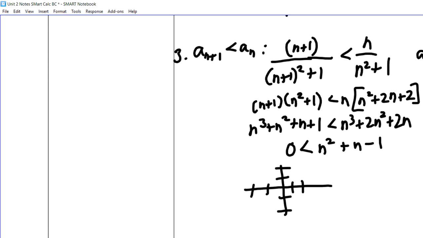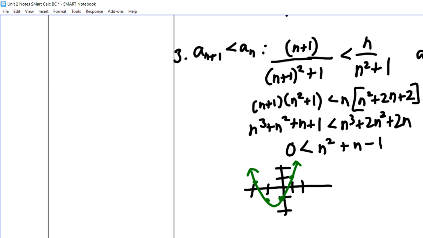So I'm just going to graph that n squared plus n minus 1. When I plug in 0, I get out negative 1. When I plug in 1, I get out 1. When I plug in negative 1, I get out negative 1. When I plug in negative 2, I get out 1. I can see the symmetry happening, right? So there's my sketch of my quadratic.